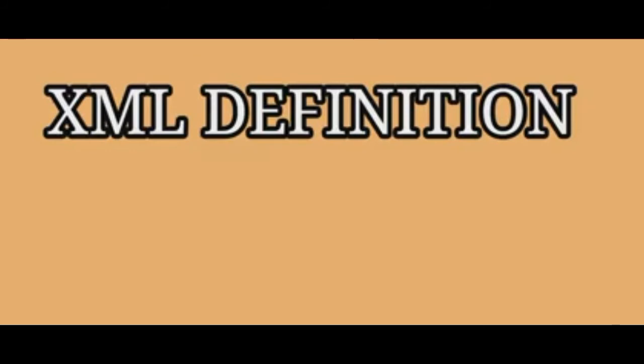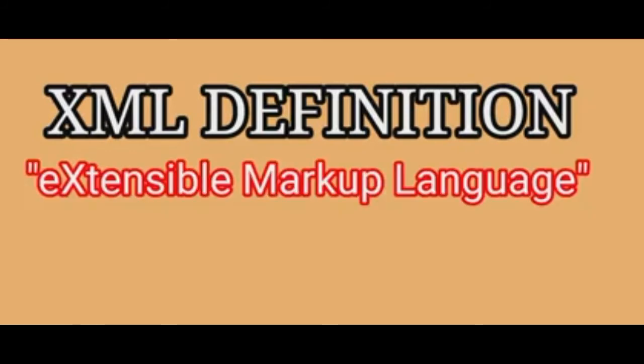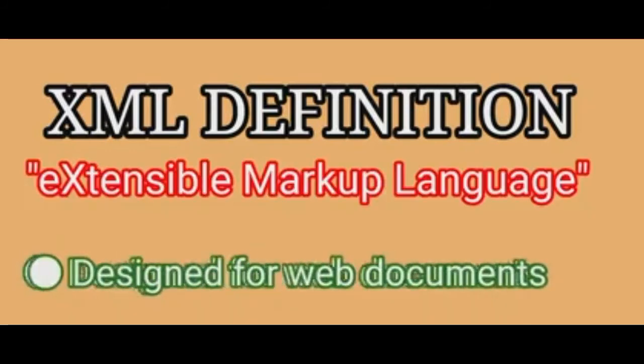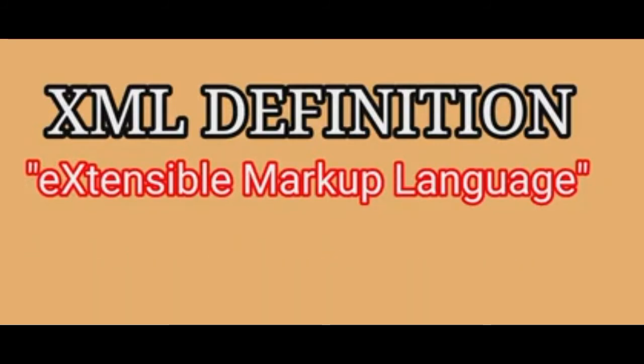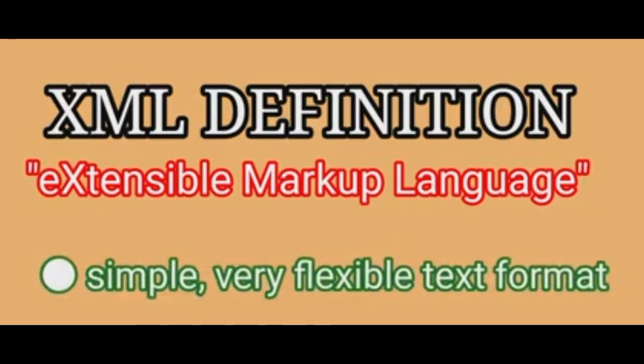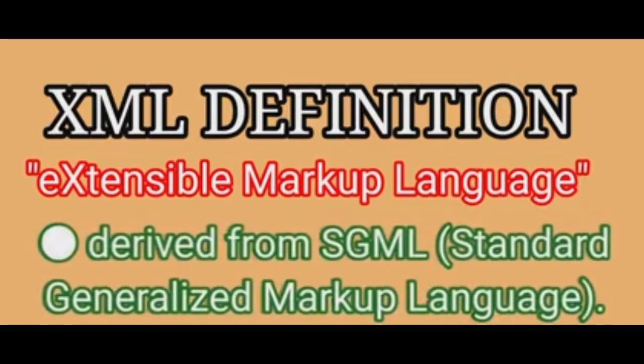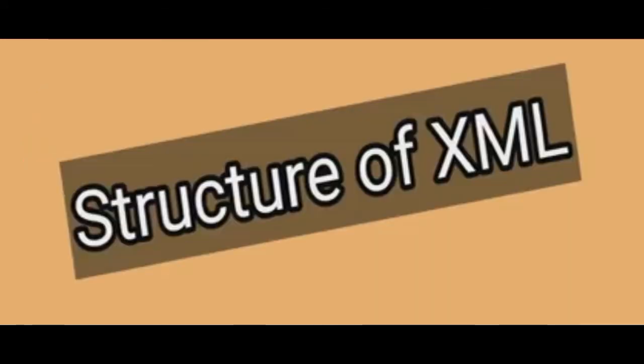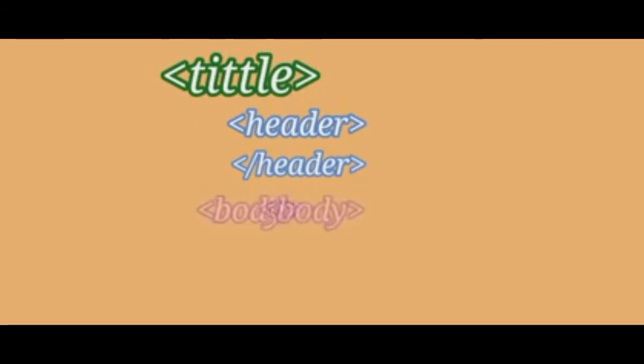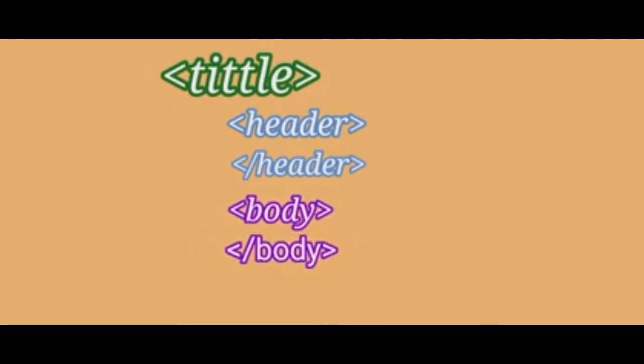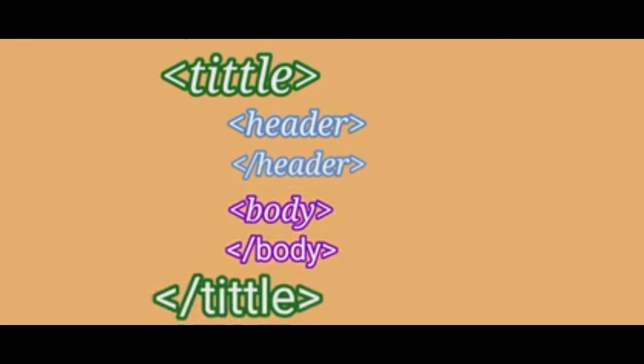XML definition. XML is Extensible Markup Language. It is designed for web documents. It is similar to but more efficient than HTML. It is a simple, very flexible text format derived from SGML, that is Standard Generalized Markup Language. Structure of XML: <title>, <header></header>, <body></body>, </title>.